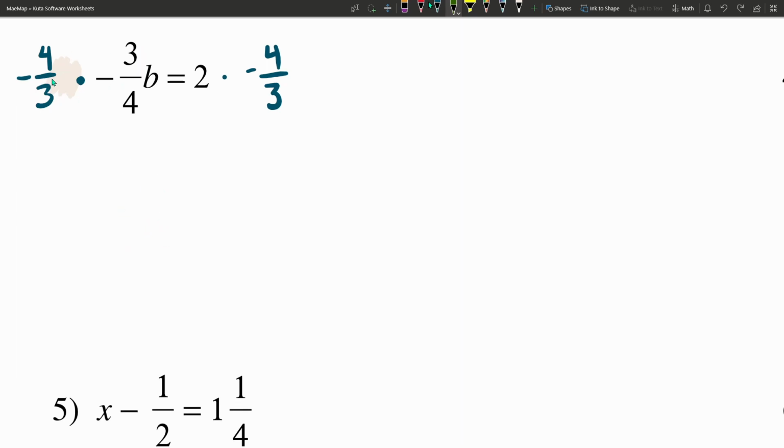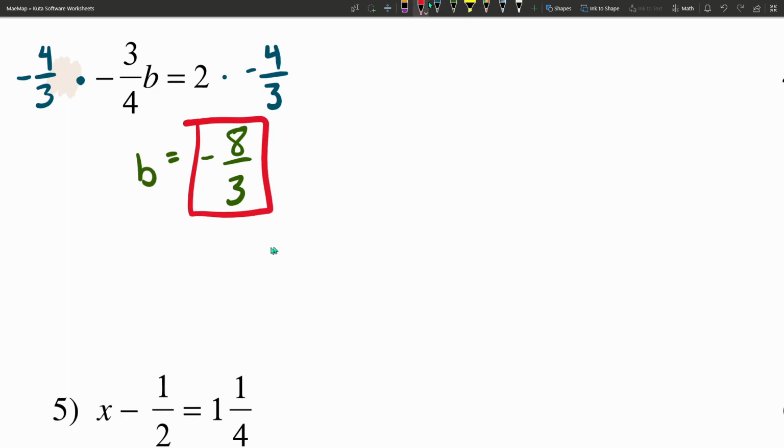You could also think of it, if you want to cancel, 4 divided by 4 is 1, and 3 over 3 is 1. Negative times a negative, that's going to be a positive. So on the left-hand side, we're just left with b, and now we just need to multiply on my right-hand side, which multiplication you don't need the same denominator for. So we'll just multiply 2 right on into that numerator. 2 times negative 4 is a negative 8, so that's going to be a negative 8/3. So b is negative 8/3.